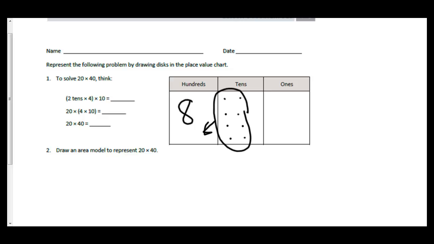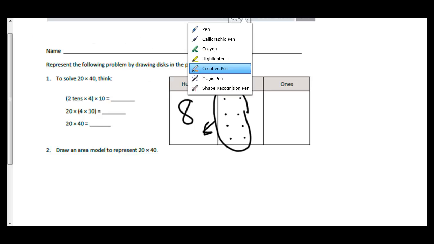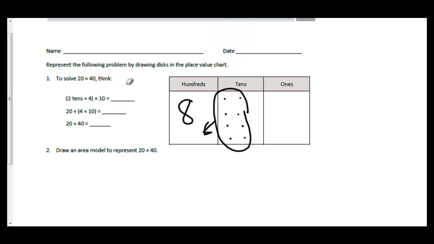So this is how we work this out. We did 2 tens times 4. If you remember, we went up here and did 2 tens, multiplied it times 4, and then we multiplied that times 10. So that gave us 20 times 4 times 10, which is 40. And then we had 20 times 40. So the answer to all of these would still be 800.